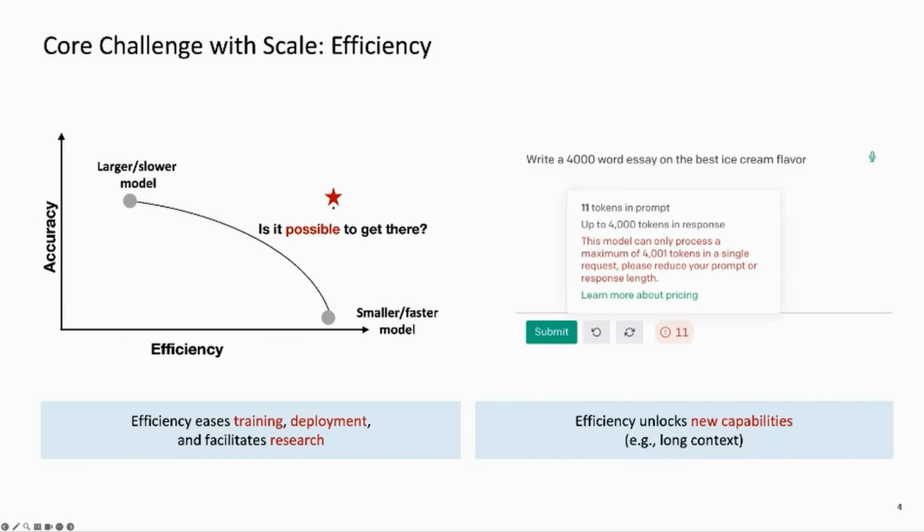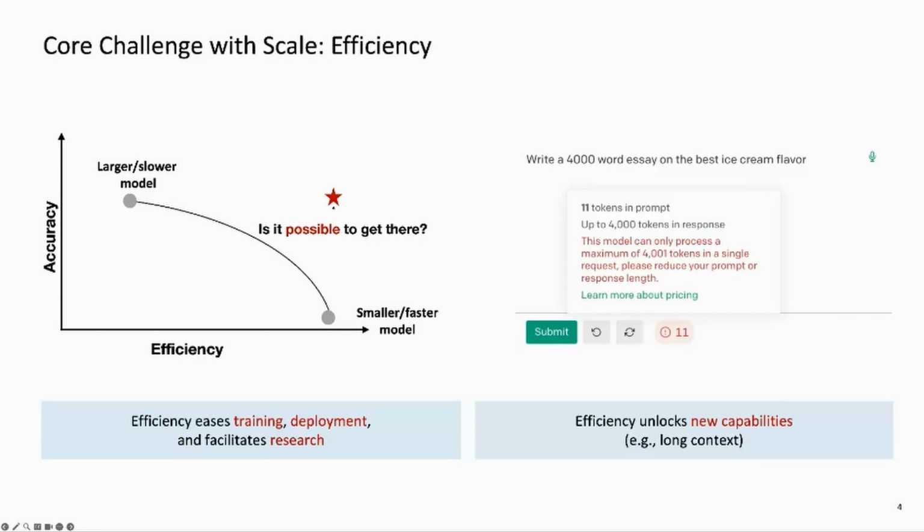The other reason is that efficiency can unlock new capabilities. So here's an example. I'm using ChatGPT. I'm asking it to write a 4,000-word essay on the best ice cream flavor. And it was not able to do so simply because it couldn't process anything longer than 4,000 tokens. And now more recently, they've updated, they have a version with 64K, I think, and GPT-4 can go up to 32K. Thanks to some of the advances that we made in the past year or so.